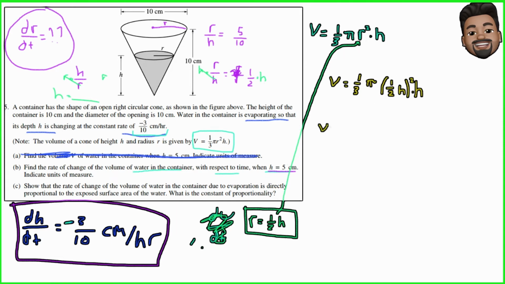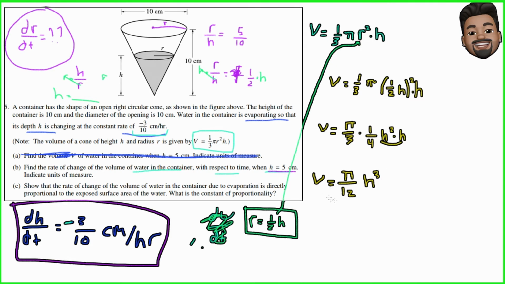So the volume is equal to pi over 3. I'm just going to put it together in one fraction. 1 squared is 1. 2 squared is 4, so this becomes 4. This is H squared times H. Now if I rewrite this, I'm going to get pi over 12, because 3 times 4 is 12, and then these become h to the third.